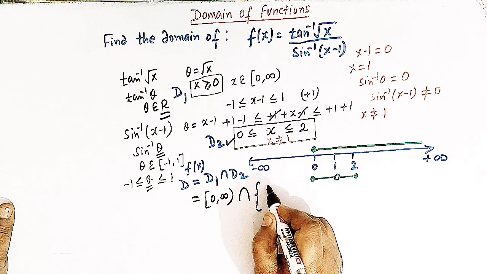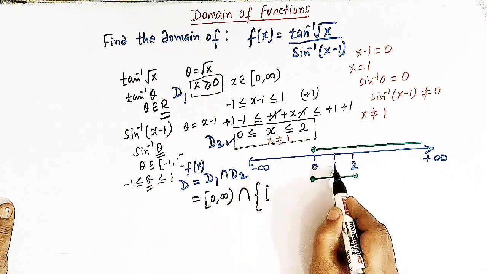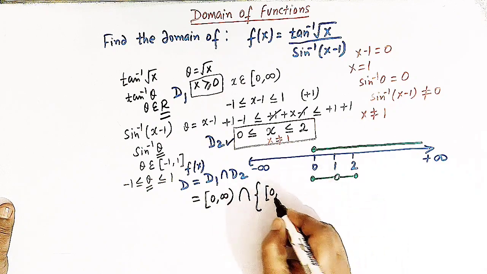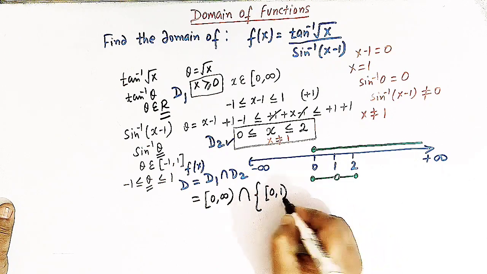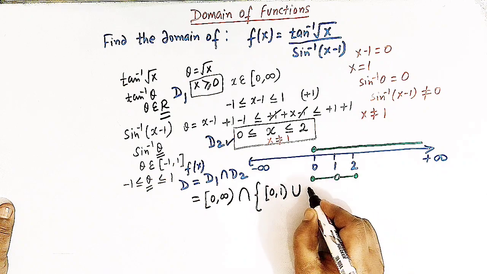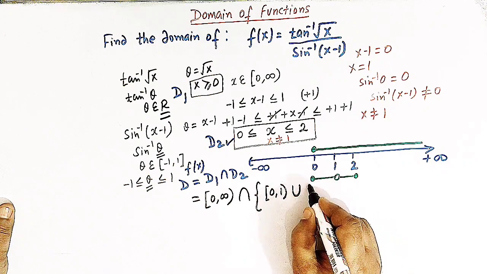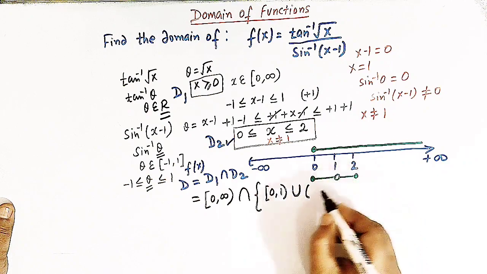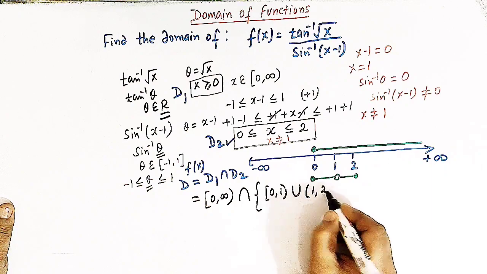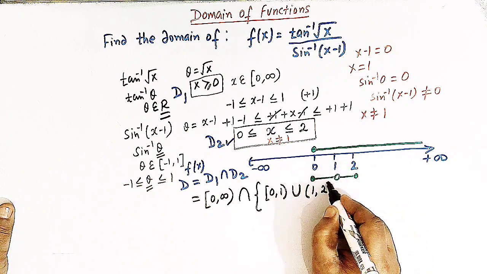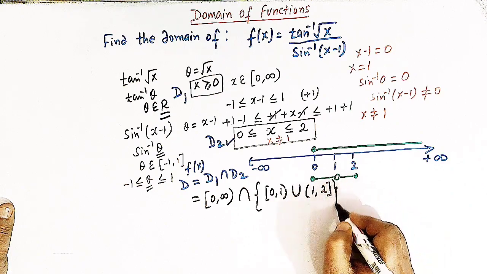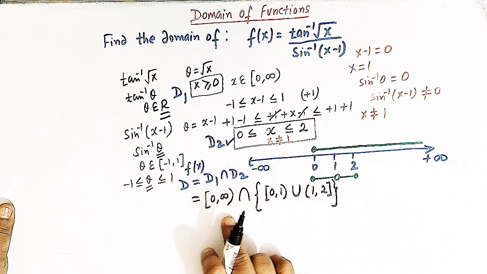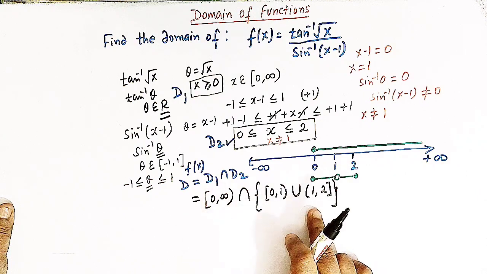So first we'll write here 0 to 1. 0 is included but 1 is not included, so here it is open, right? And then we have union, and then here we have 1 to 2, and 2 is included, so here we have a closed interval, right? So D1 intersection D2 is given by this notation.